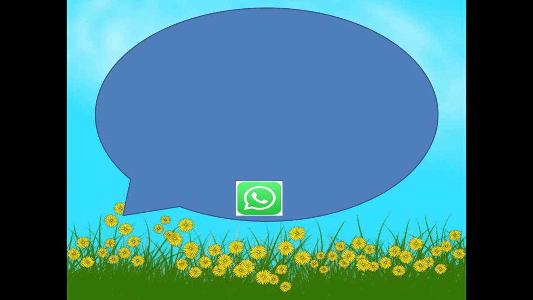Now, after you finish your classwork, take a picture of your classwork and send it in our WhatsApp group.